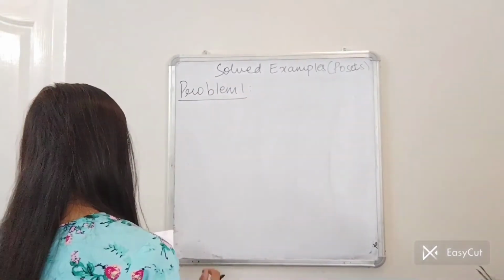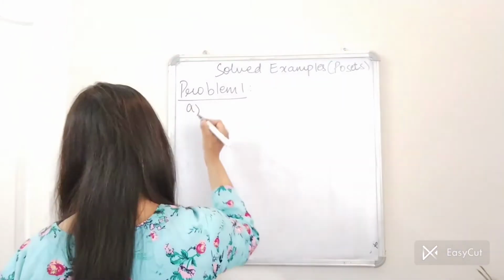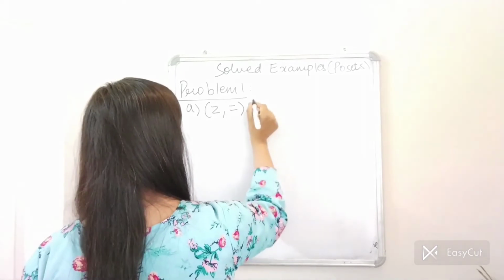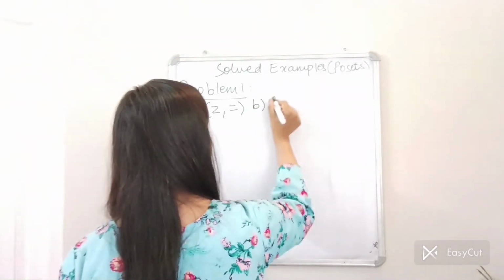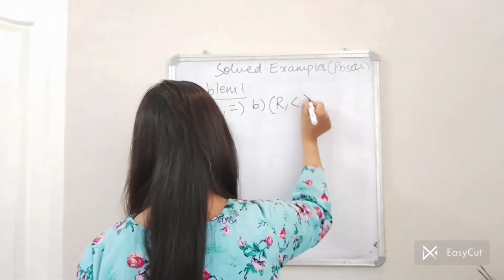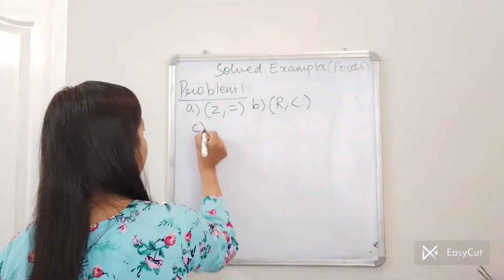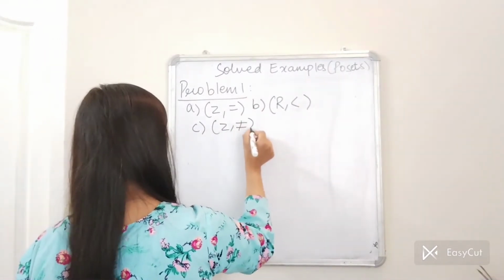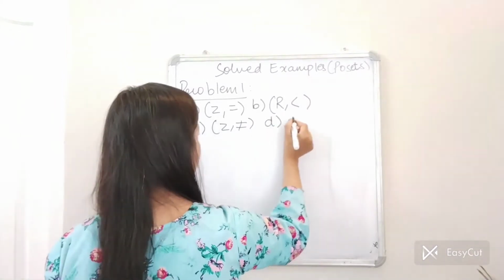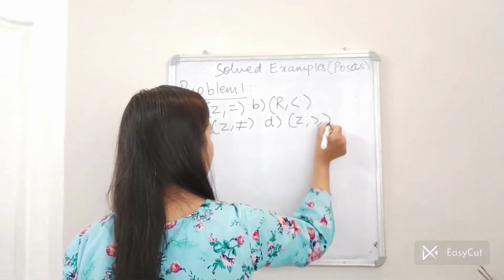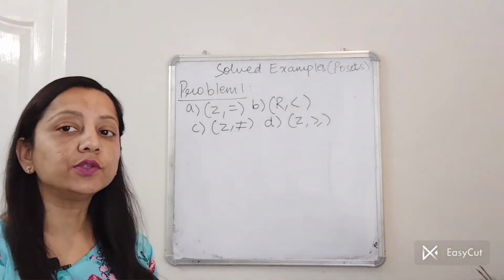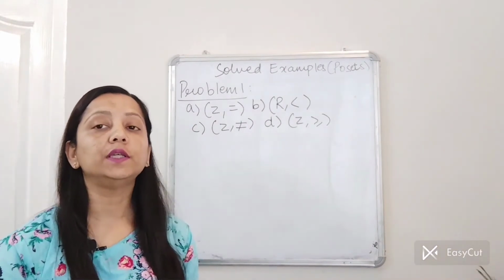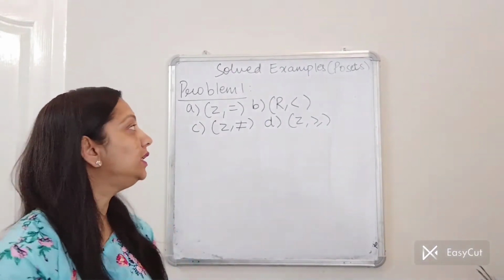I am given some relations on sets, and I have to find out which of these are posets. These are the 4 relations on sets A, B, C, D. Out of all these 4 relations, I have to find out which of these are posets.